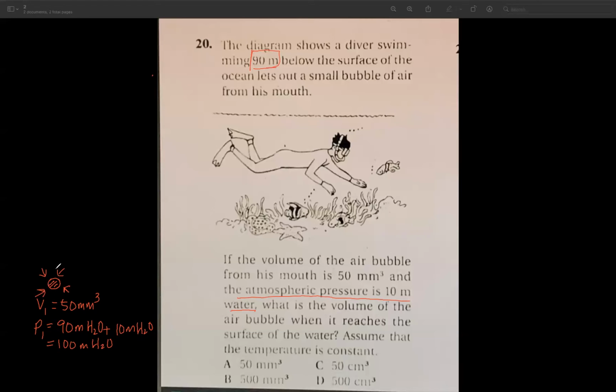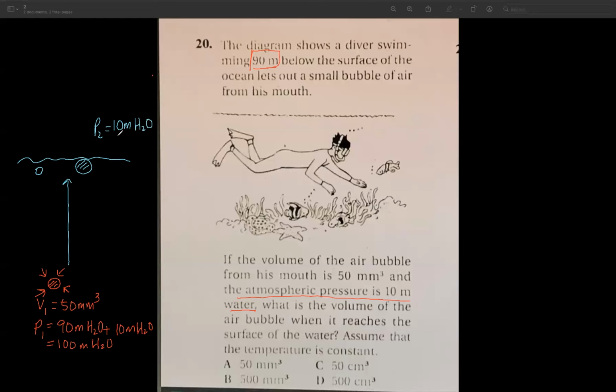Then this bubble rises to the surface of the water, where the depth is now 0. So what is the pressure acting on the bubble when it is at the surface? P2. So P2 is only the atmospheric pressure because at 0 depth, there's no water pressure. All the pressure comes from the atmosphere of the air. So P2 is 10 meter water, H2O.